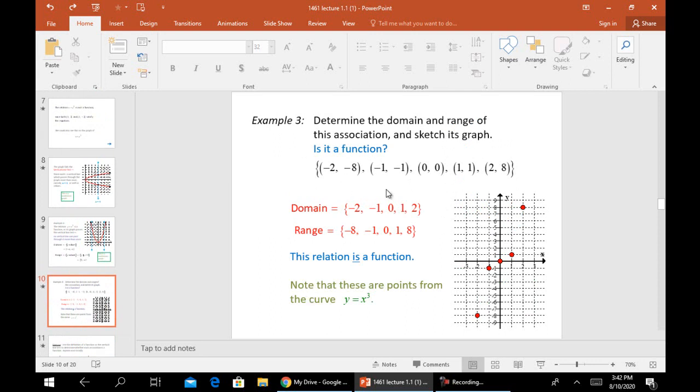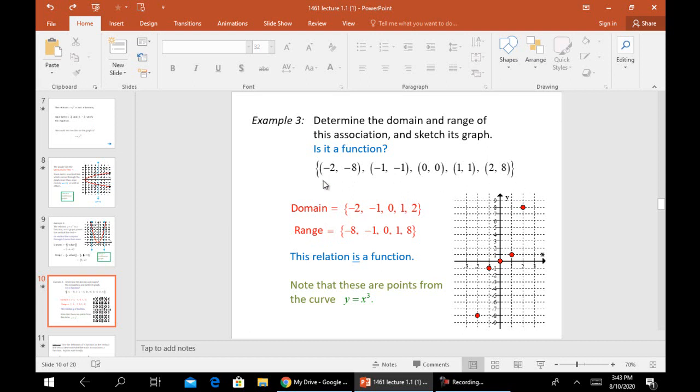So the range would be all real numbers from 0 to infinity. Okay, so if we look at the correspondence given by this set of ordered pairs, again, what's the domain and the range? Well, the domain would be given by the first coordinates, -2, -1, 0, 1, and 2, and the range would be given by -8, -1, 0, 1, and 8.